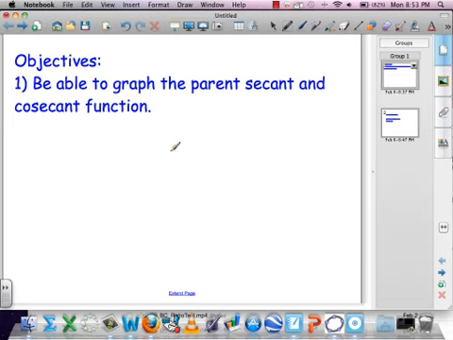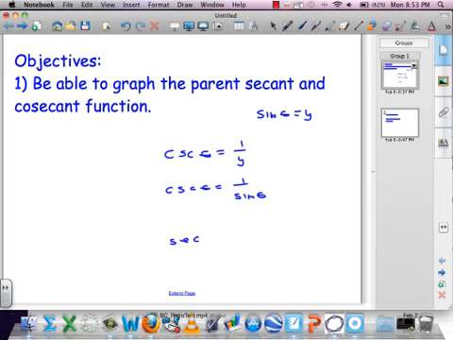If we think of the unit circle, the cosecant of theta is 1 over the y-coordinate, and we know that the sine of theta is the y-coordinate on the unit circle. So that means that in terms of sine, cosecant is the reciprocal of the sine function. Similarly, the secant of theta is the reciprocal, not the opposite, of the cosine function. And that's how we're going to approach graphing secant and cosecant, in terms of the sine and cosine graph that they're related to.